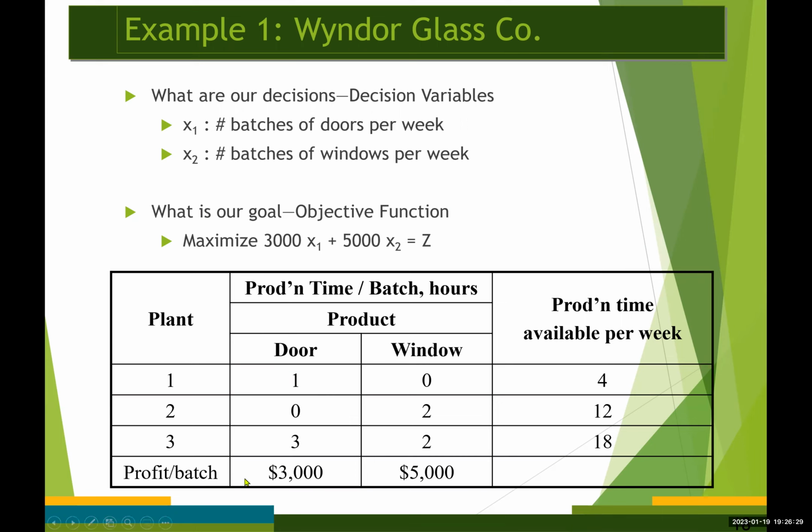Because from this table we know that the profit per door batch is 3,000 and the profit per windows batch is 5,000. That's why you multiply 3,000 and 5,000 by X1 and X2 respectively. And we want to maximize the total value of this. So that's going to be our objective function.